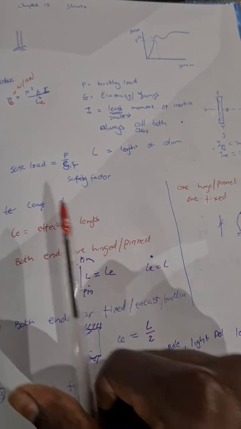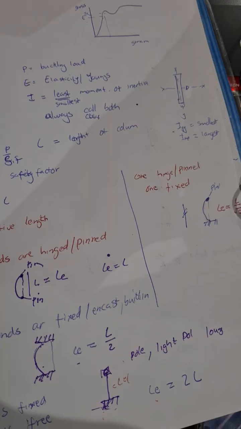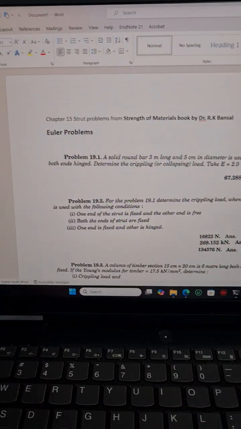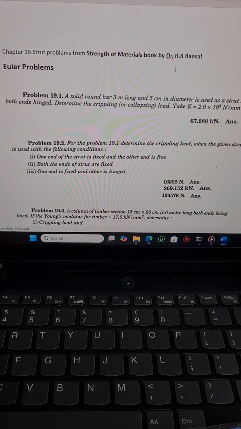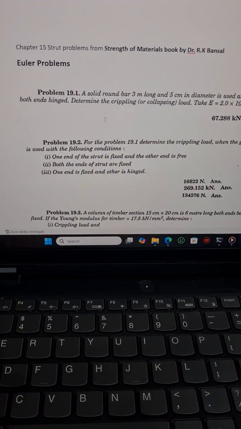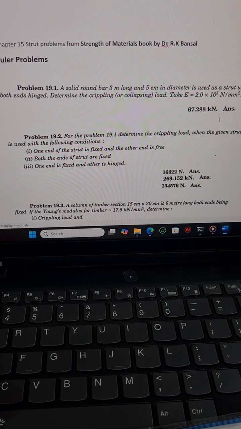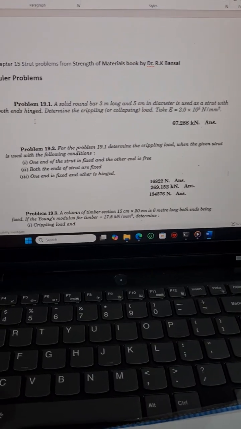So on this description, let's look at problems we can do, right? You can find this problem in the description. I've created the problem. You can see, Chapter 15 Strut problems from the Strength of Materials book by Dr. R. You search it, buy it if you like, right? These are the problems. In the book, they have solutions step by step, but obviously, we can still do it, right? Let's look at problem 19.1.